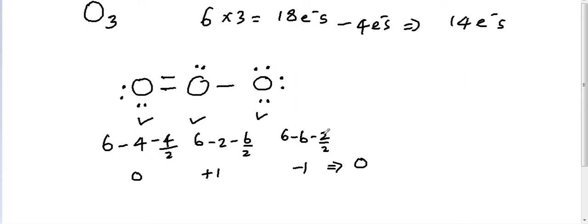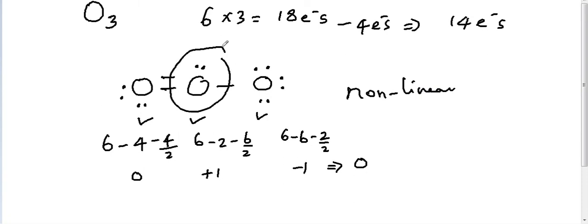Is this molecule linear or non-linear? Good, it is non-linear, and the reason is you can see there is a lone pair over the central atom.